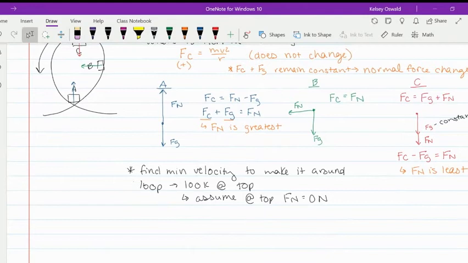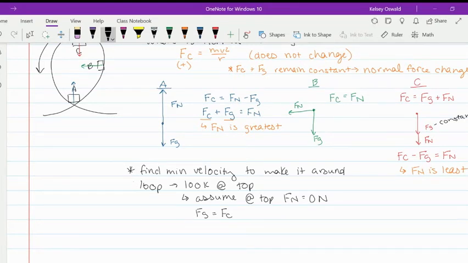So that means when we're trying to find the minimum velocity to make it around the track without falling at the top, we would only have that force of gravity equal to our centripetal force. Okay? Because we're just going to get rid of that normal force altogether. We're just barely touching the track at that point. So we'd only have that force of gravity pointing towards the center.